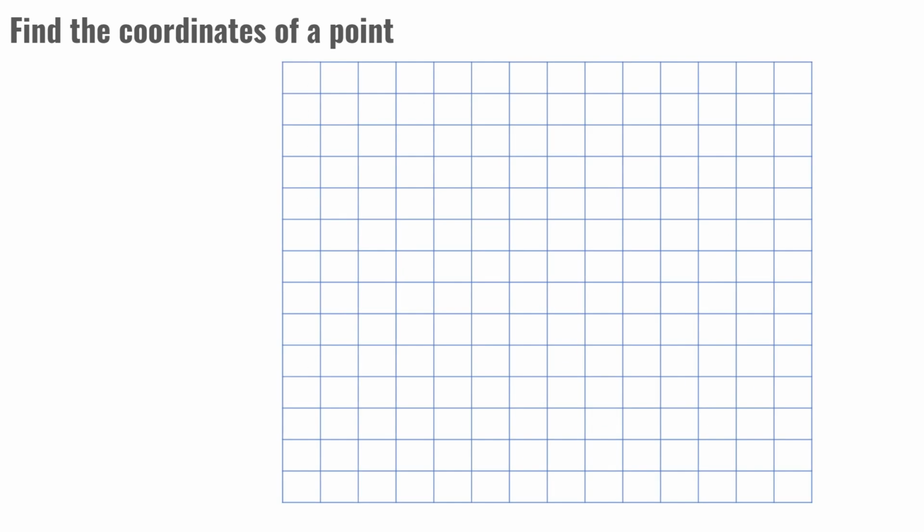In this video, I'm going to show you how to find the coordinates of a point on a coordinate plane. So, what is a coordinate plane? A coordinate plane is defined by two perpendicular lines. So, imagine a simple number line with all positive numbers to the right of 0 and negative numbers to the left of 0.